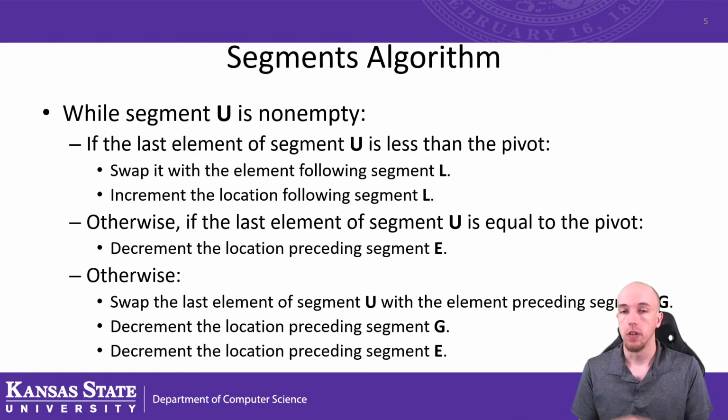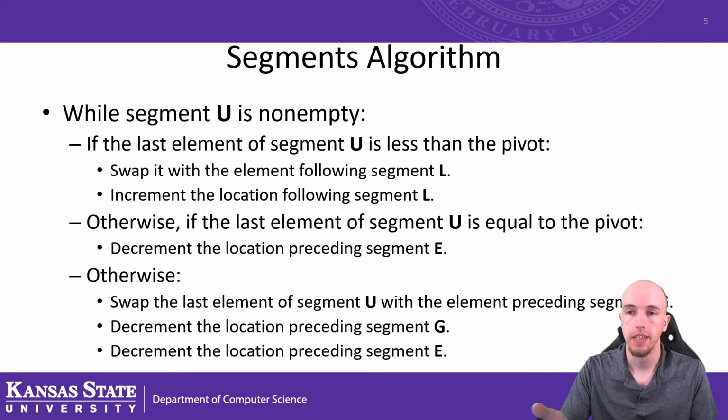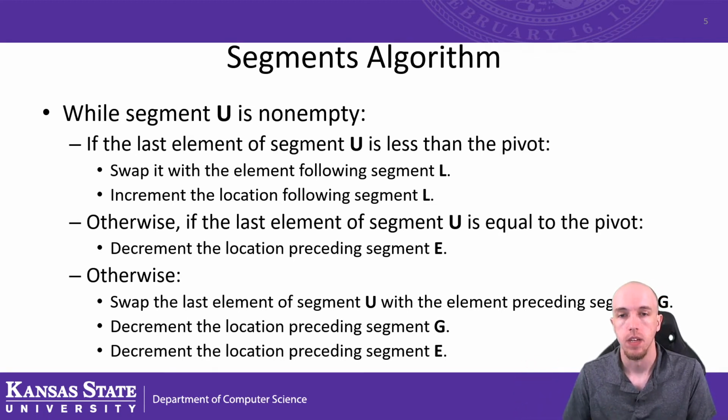If that element that we're looking at is equal to the pivot, we just need to decrement the index that tracks the element before E, because that's the element that we're looking at the moment. We just decrement by 1, and that increases segment E.